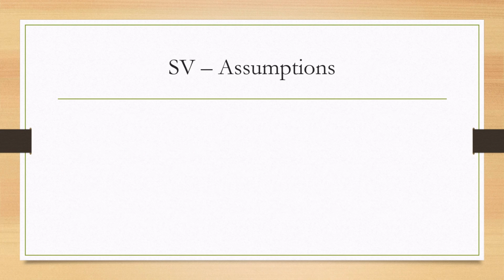Now let's talk about some of the SV assumptions. A subject can have one and only one record per VISITNUM. We cannot have multiple records for the same VISITNUM, or the same visit information, in SV.